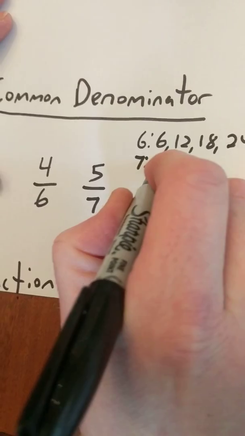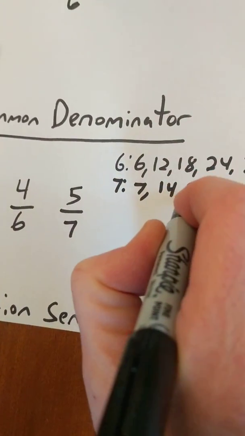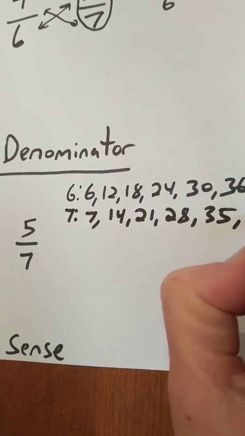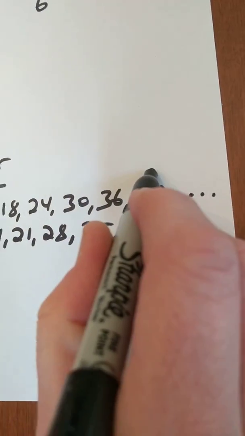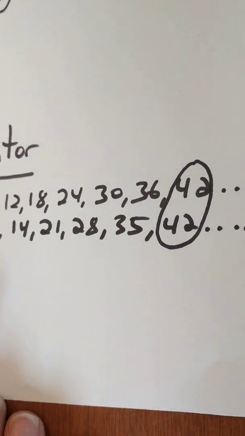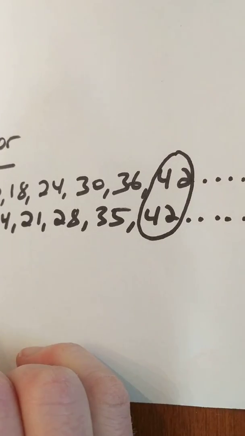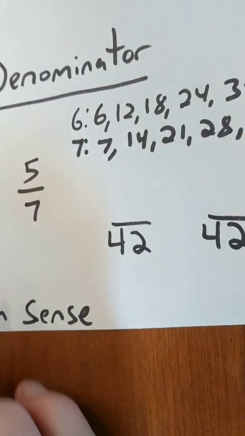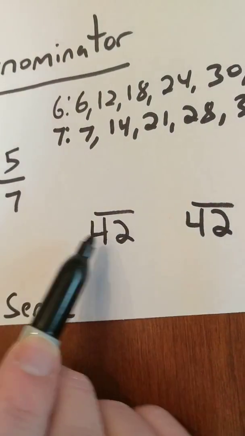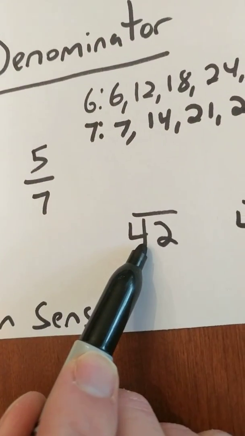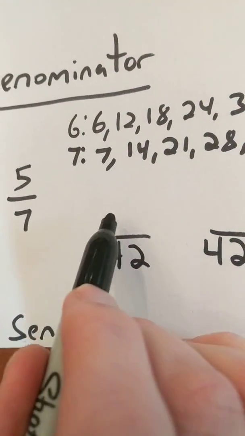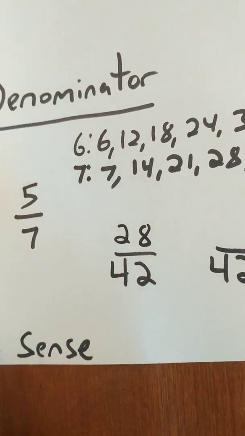And the multiples of 7, 7, 14, 21, 28, 35, 42. And believe it or not, they don't share a multiple until 42. So what you need to do is make 2 new fractions, both with 42. How do you get this 6 to become a 42? You multiply it by 7. So you're going to do the same thing to the top, the numerator. 4 times 7 is 28.